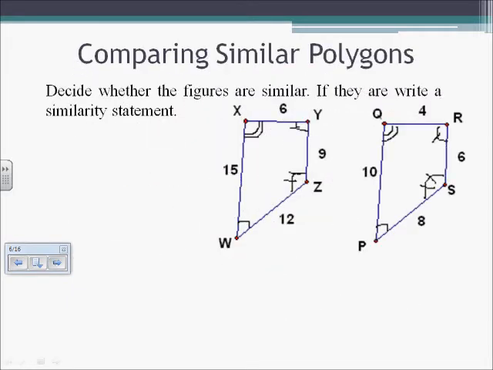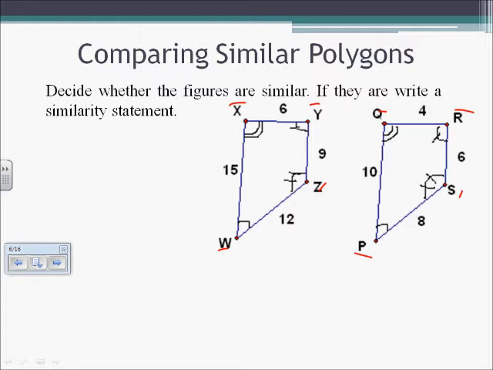Next question: comparing similar polygons, decide whether the figures are similar. If they are, write a similarity statement. If they're not, then show that they're not. We know that we had to have all the angles being congruent in both the figures to be true. So if I match up here, W and P are congruent, X and Q are congruent, Y and R are congruent, and Z and S are congruent. So I have half done. All of the angles are congruent.